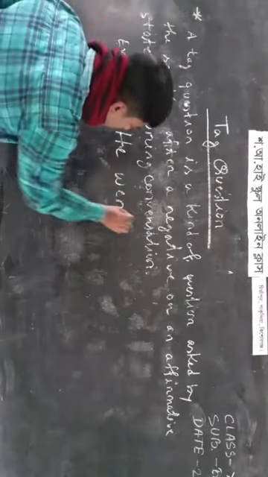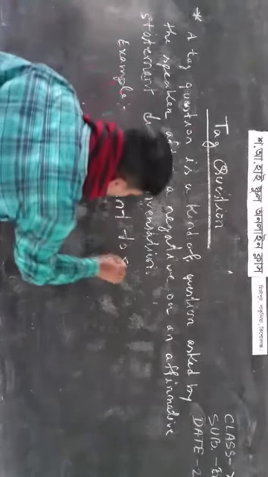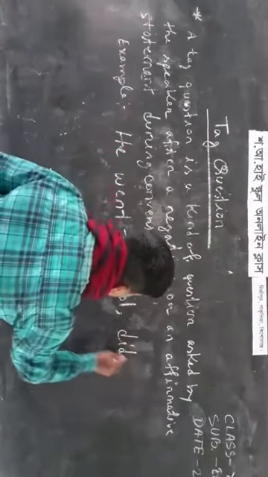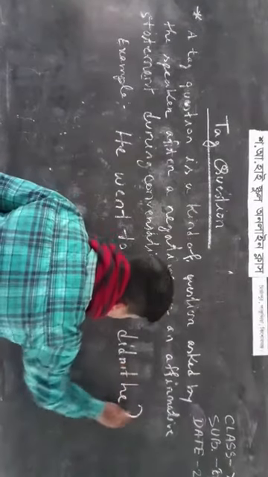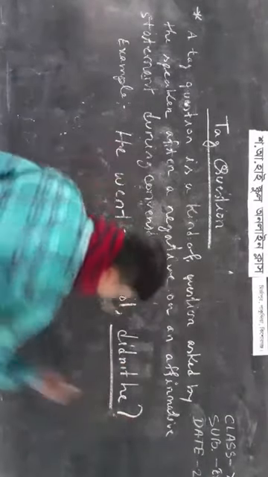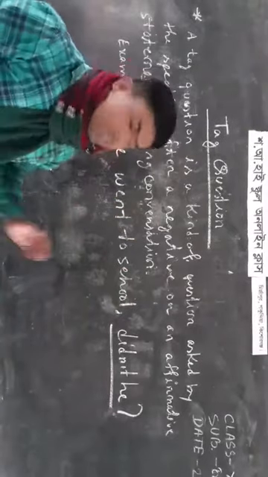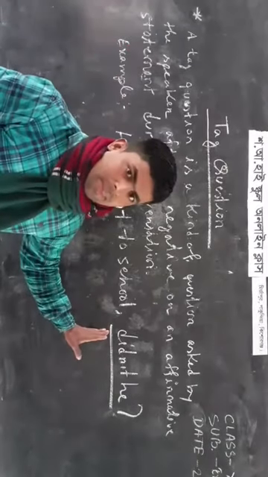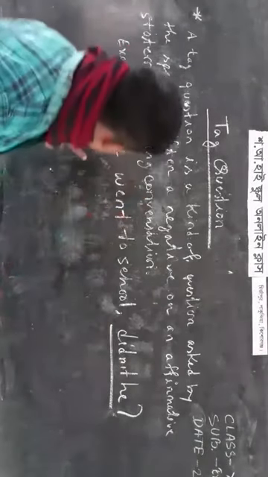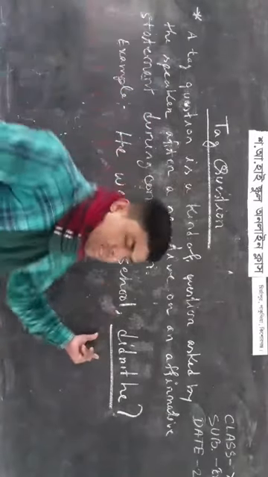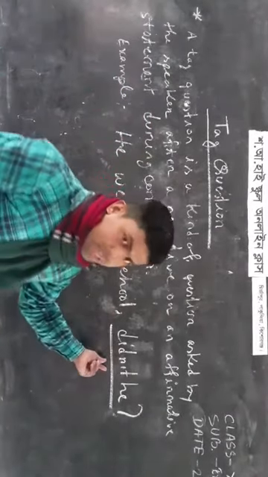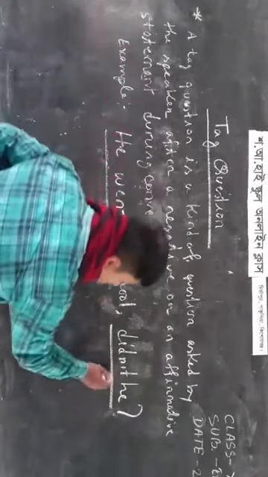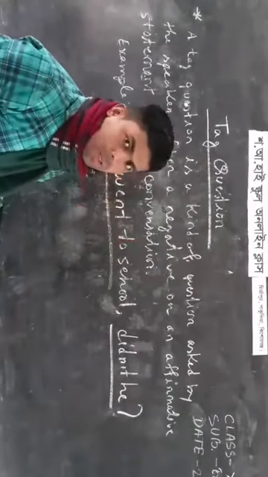For example, he went to school. The tag question is didn't he? So it is a short question. We can say a tag question means a short question that is added at the end of a sentence. In short, a tag question is a kind of question that is asked after an affirmative or negative statement during conversation. Here the statement is affirmative. For this reason the tag question is negative.